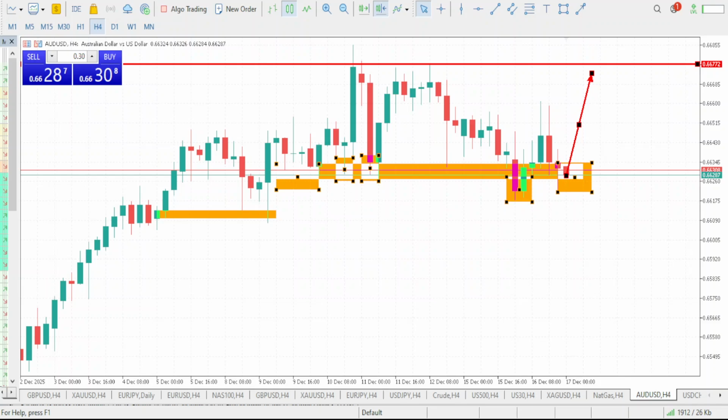If there will be any more changes to this pattern, or if the market will change its direction, I'll make sure I let you guys know.